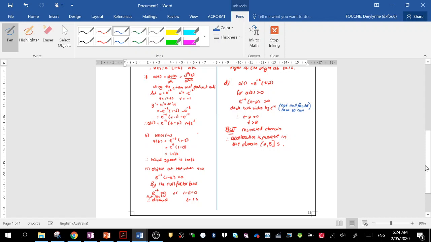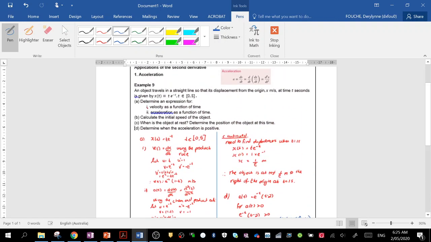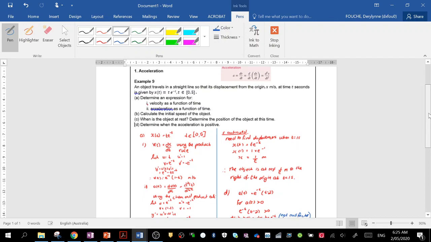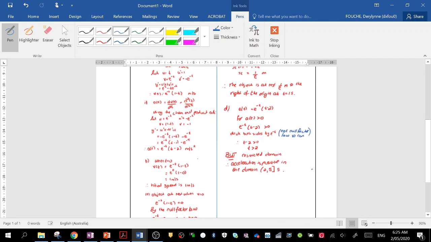But remember, right at the start, they gave us a restricted domain. So this would be the whole crux of the problem, and there will definitely be marks given there for you realizing that the acceleration will only be positive then for t greater than 2, but less than or equal to 5 seconds.